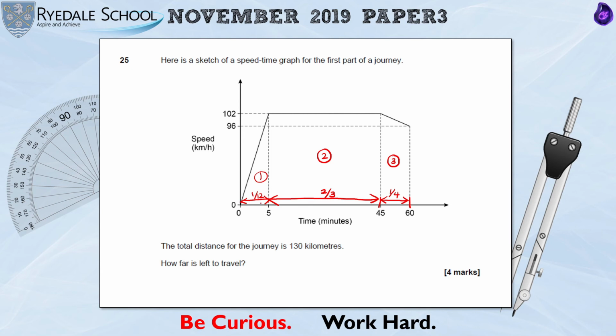So I'm now going to use these numbers and the height, the speed, to work out the areas of each of these shapes. So for the triangle, it's 102 times a 12th divided by 2. So the area of this triangle comes out as 4 1/4. So that distance travelled is 4 1/4 kilometres.